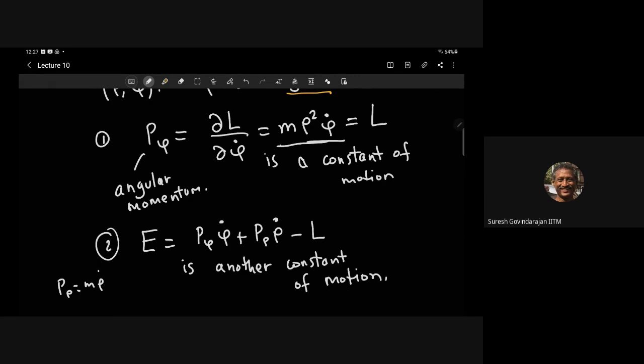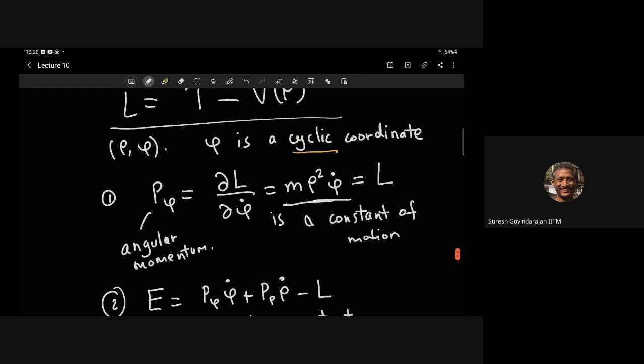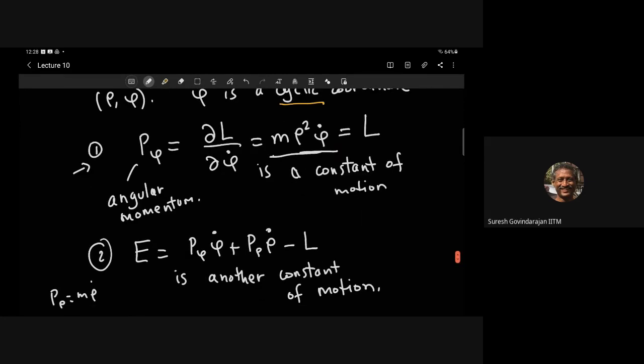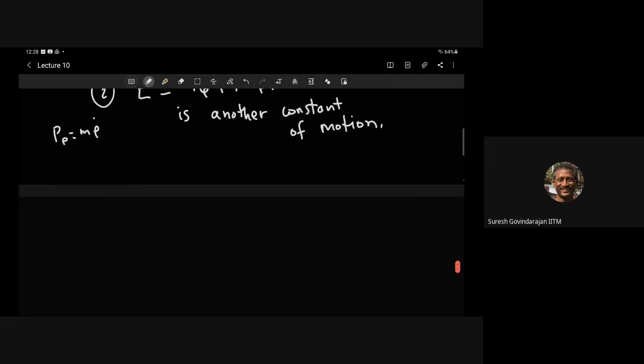Okay, it turns out, so now we have 2 degrees of freedom, and the first thing you can see here is that the first constant will let you replace phi dot with P phi, which is a constant of motion. And then this equation will let you solve for rho dot in terms of rho. So you can actually integrate this explicitly. Okay. So you get two constants of motion. So these are some examples.